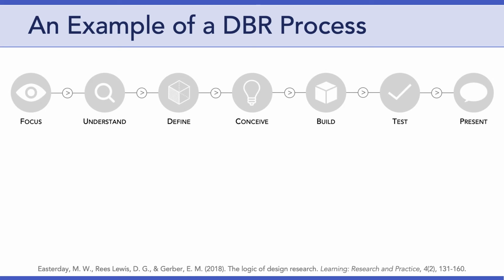This particular example comes from Matt Easterday. He's a professor of education and social policy at Northwestern, and he's articulated a 7-step process as a promising way of generating useful products and effective theory for solving education problems. And you can see the 7 steps in his process outlined here.